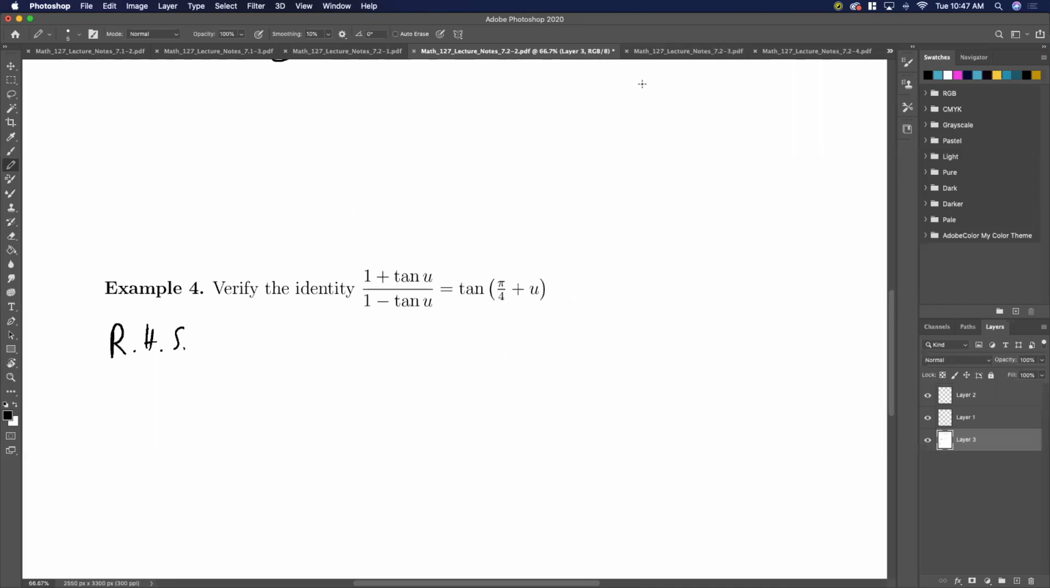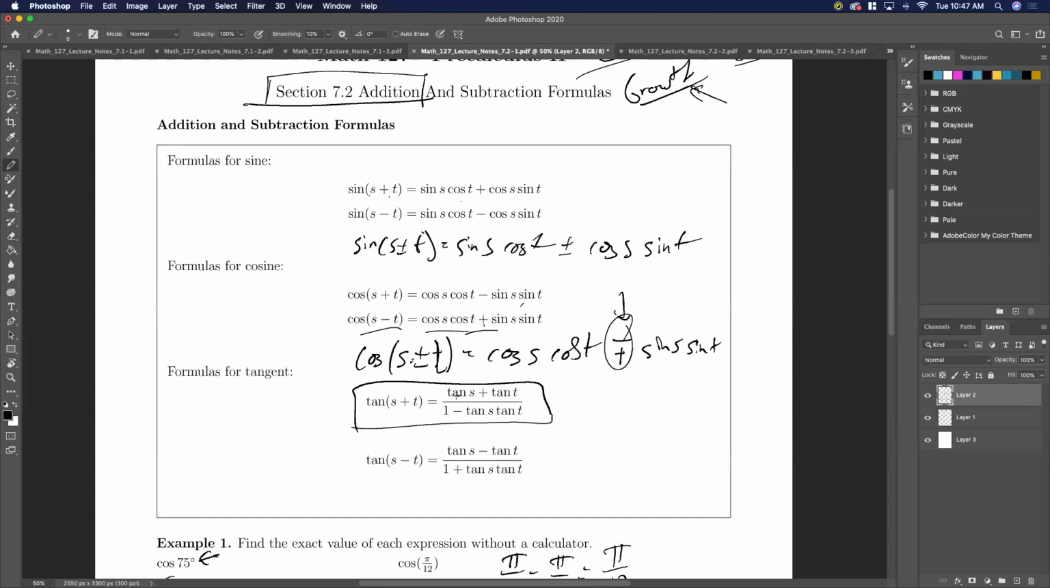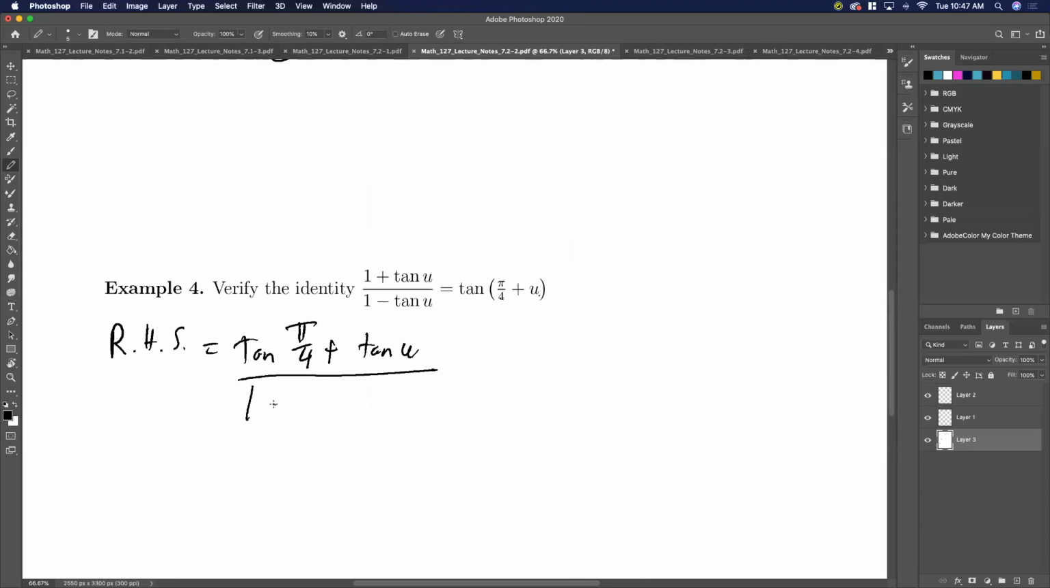And so here my s in this case will be this, and this will be my t. So this tangent becomes tangent of pi over 4 plus tangent of u. Notice that matches here. Tangent of one plus the tangent of the other, then 1 minus the tangent of them multiplied by each other. So let's do that. 1 minus tangent of pi over 4 tangent of u. Well, what's tangent of pi over 4?